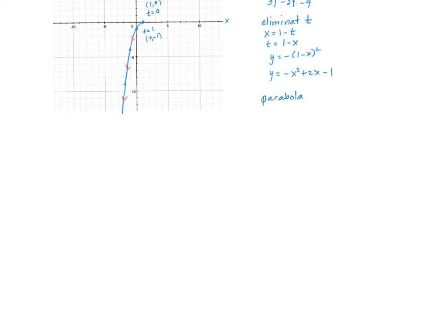But it's just half of the parabola. So maybe half of a parabola. The vertex, that's usually how we describe parabolas, is by its vertex. The vertex is included in this graph because that happens at 1, 0. And the parabola opens down.